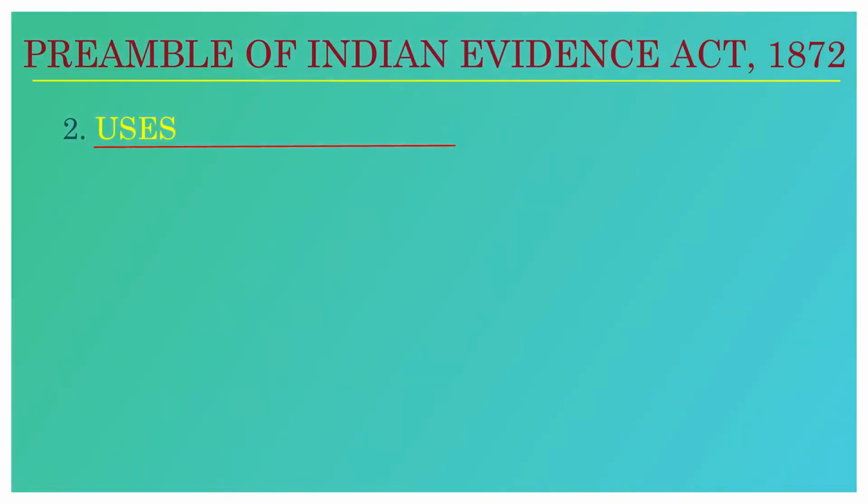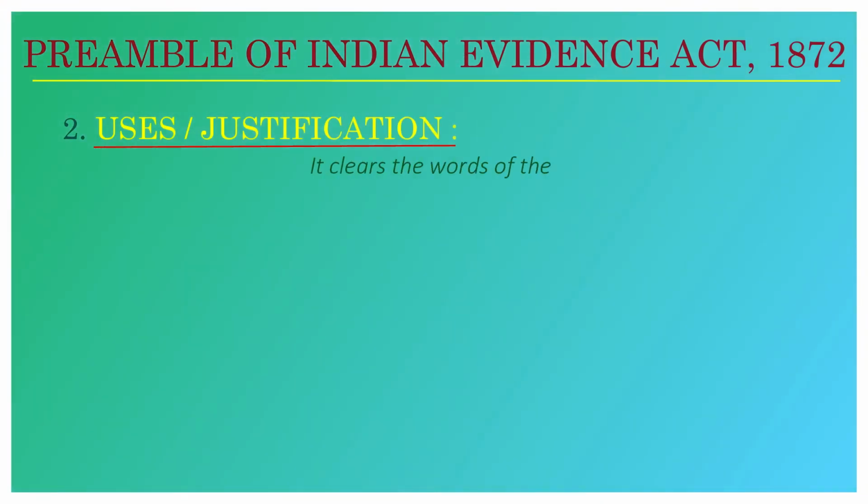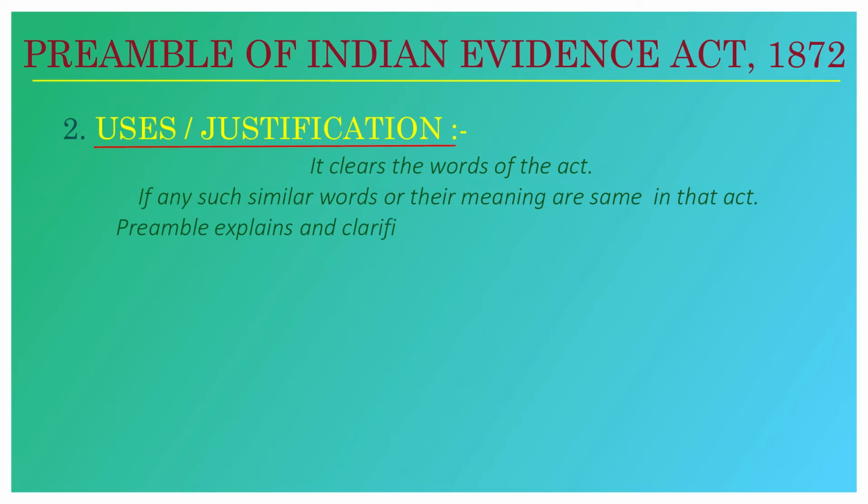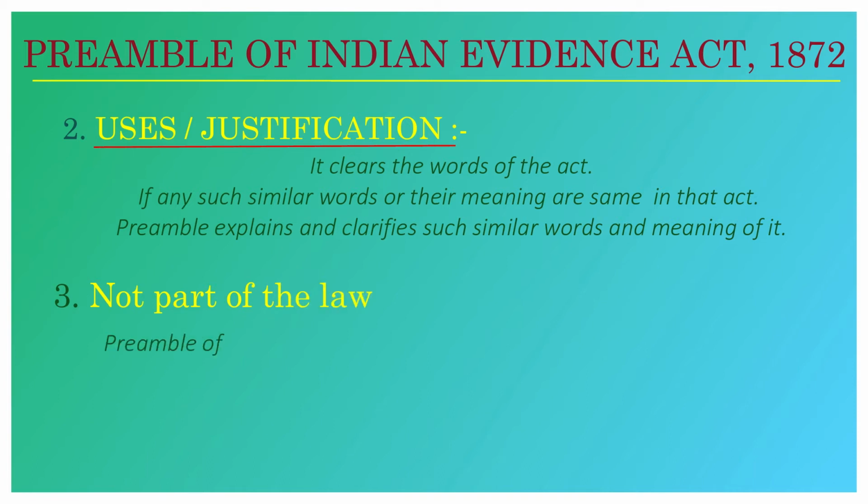Second point. Uses or justification of words. Preamble clears the words of the act. If any similar words or their meanings are the same in the act, preamble explains and clarifies such similar words and their meaning.